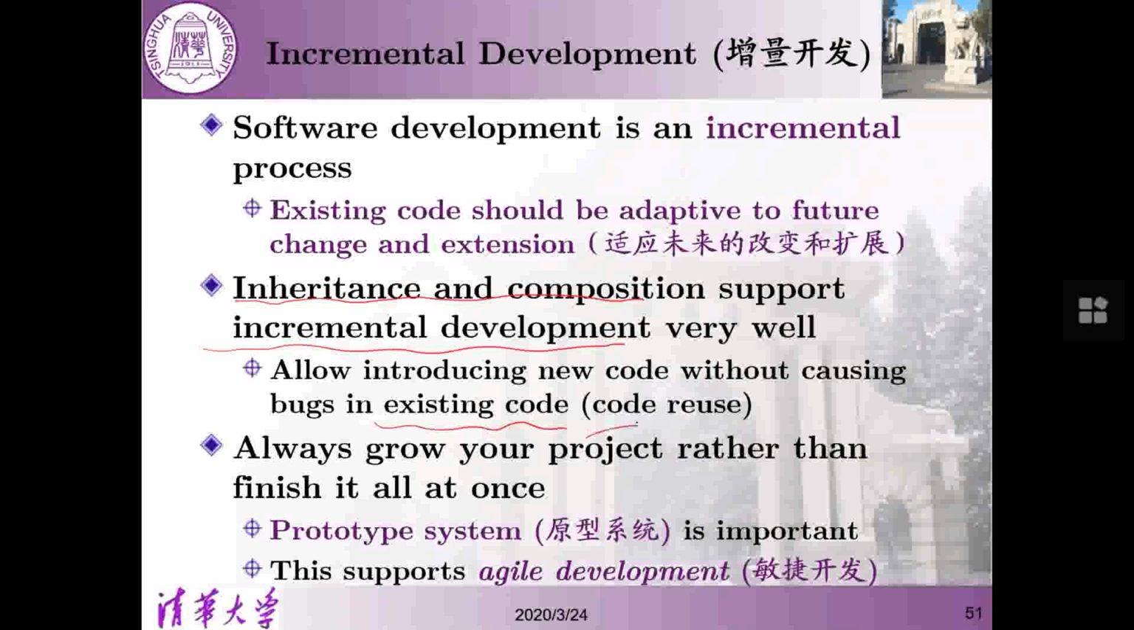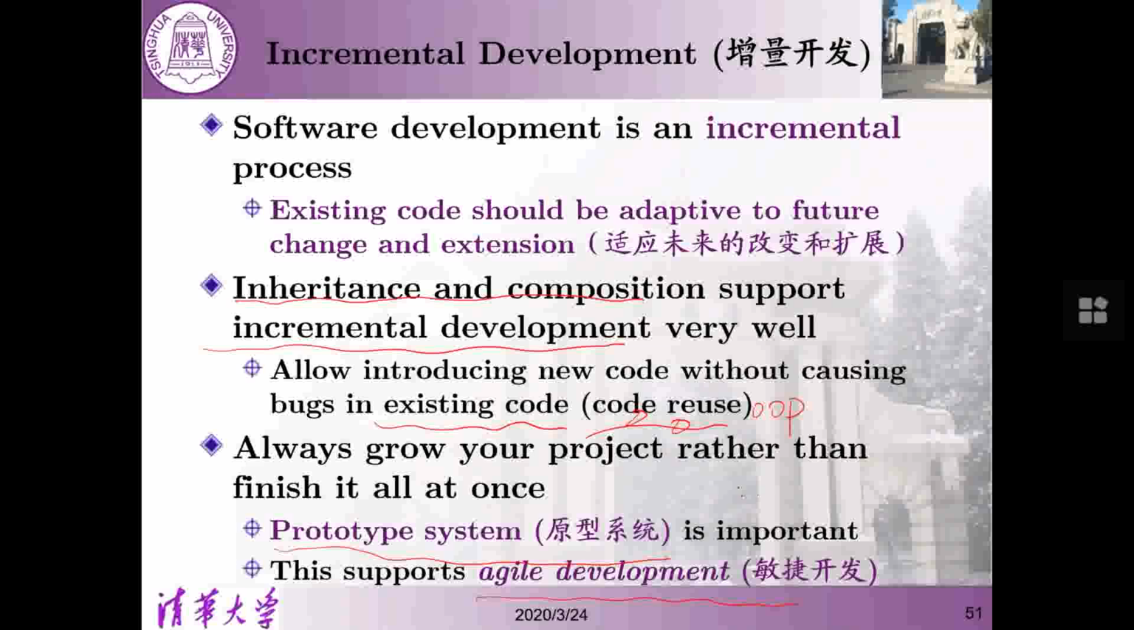We do code reuse, right? By OOP design, we do code reuse. This is the key. By code reuse, we can incrementally develop our system. And in this way, we can easily develop some prototype system, and it also supports some kind of agile development.